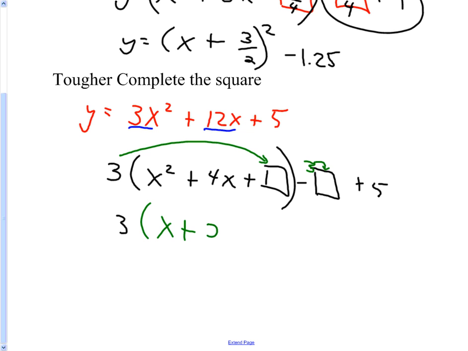X plus 2 squared, and this number, half of 4 is 2, 2 squared is 4. And so then that means it being negative 12, and then plus, yep, negative 12 plus 5 makes negative 7. Raise your hand if you had the same thing as I do. Good. If you struggled with that, there is more practice that you can do before the test tomorrow.